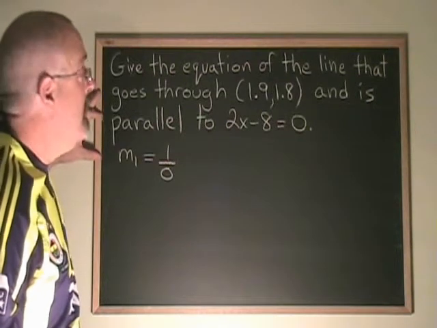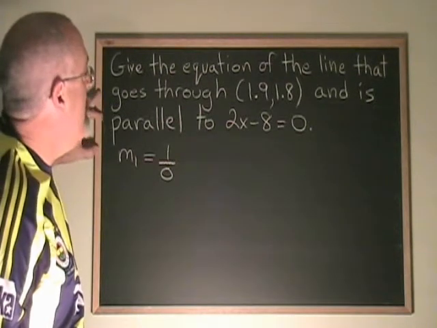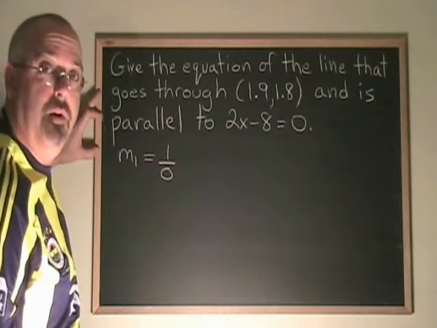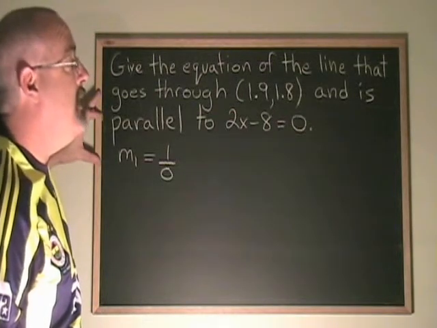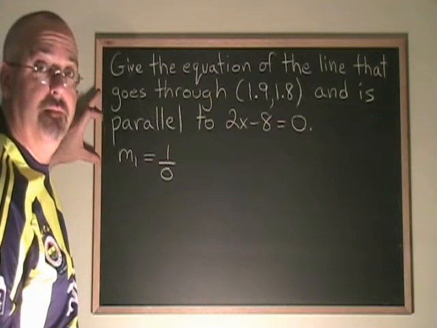In this example, we are asked to give the equation of the line that goes through the point (1.9, 1.8) and is parallel to the line 2x minus 8 equals 0.